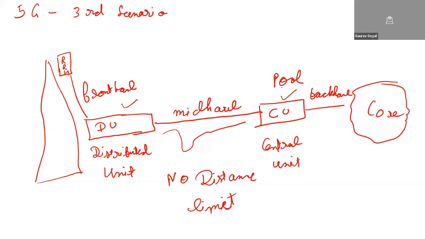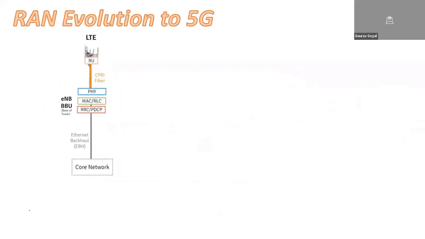One point to note here is that right now I am showing that the DU is connected to one site, but the DU can also be connected to a pool of sites as well, right? So there can be many kinds of combinations possible in the case of 5G. It is not fixed at all. So this is what I was talking about. In earlier days, in the case of LTE, we have RU. RU is connected to BBU, right? And all these things are on the site.